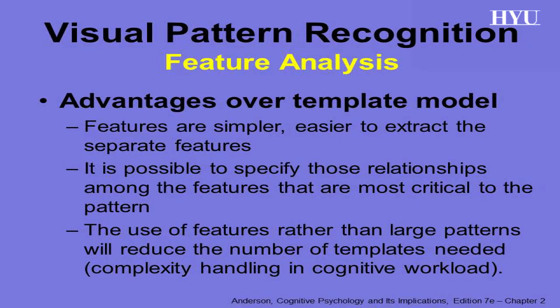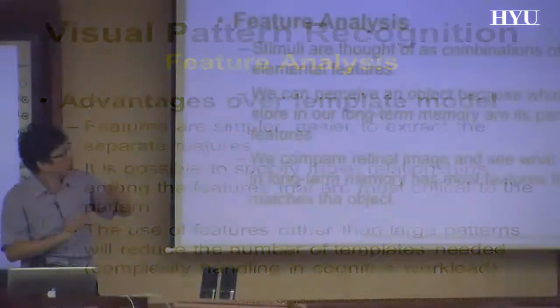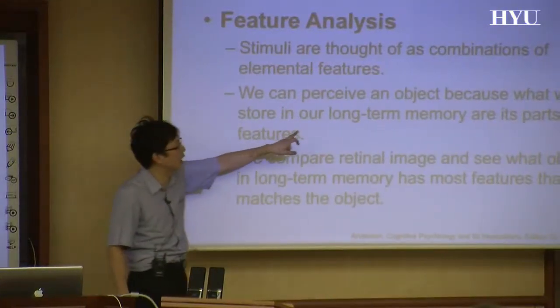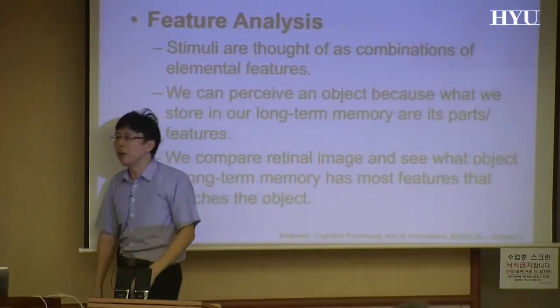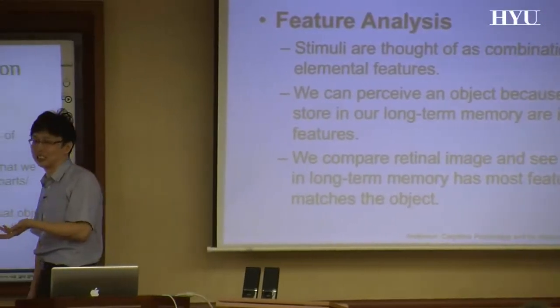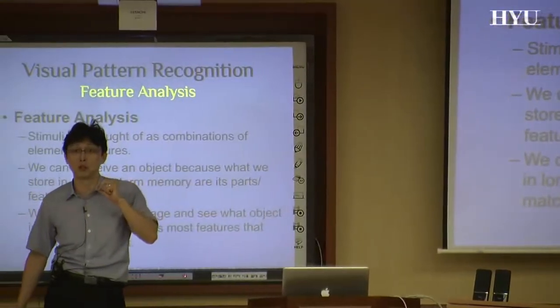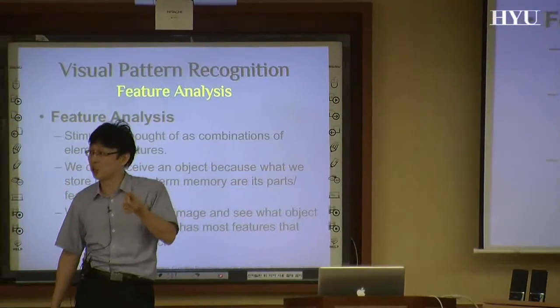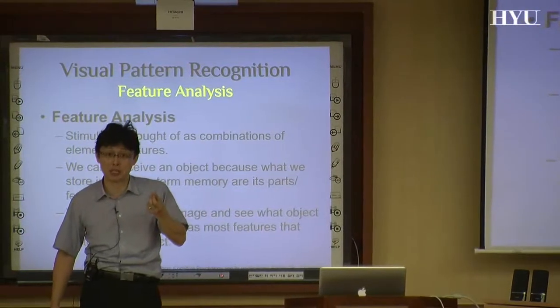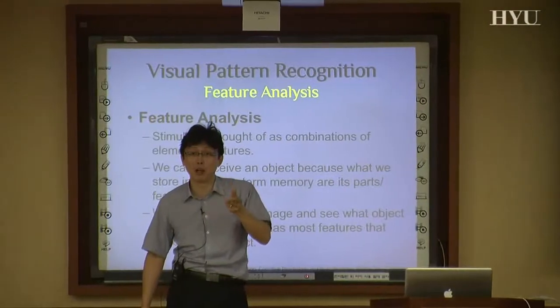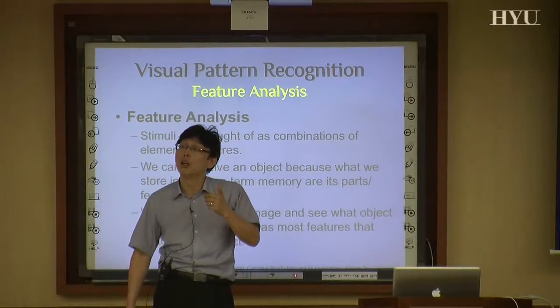Stimuli are thought of as a combination of elemental features, so that we can perceive an object by finding the features in our long-term memory. One of the problems of feature analysis is that they say long-term memory, right? Long-term memory takes time to access. Short-term memory, which we will cover in weeks 4 and 5, is really fast, like the cache memory in your computer, and very expensive. But long-term memory is like the RAM in your computer, cheaper, but very slow.